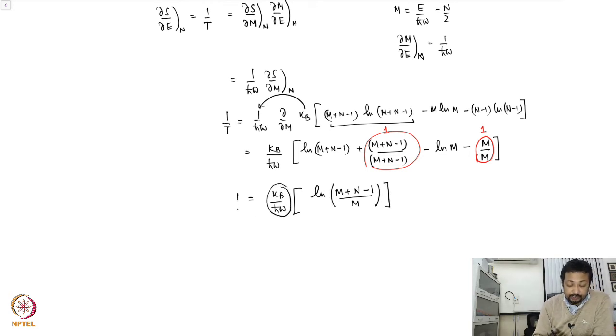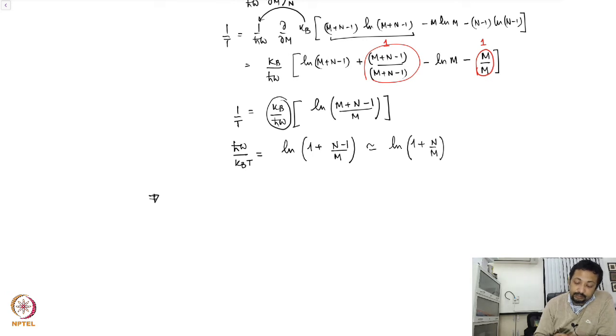This part I am going to recast by writing h bar omega over kBT is going to be ln of 1 plus N minus 1 over M. Now, since we are in the thermodynamic limit such that N is very large, this is going to be approximated as ln 1 plus N over M. And this implies that ln 1 plus N over M is going to be e to the power h bar omega over kBT, so that N over M is going to be e to the power h bar omega over kBT minus 1.